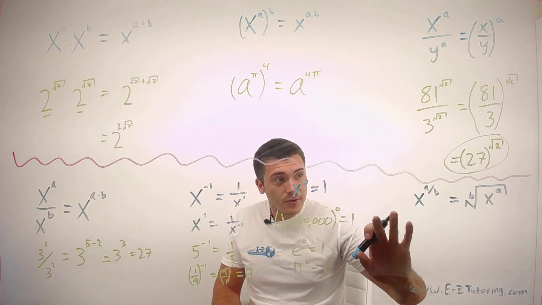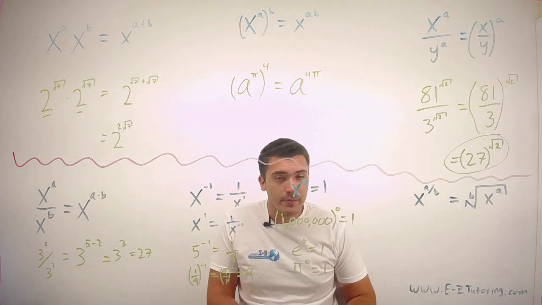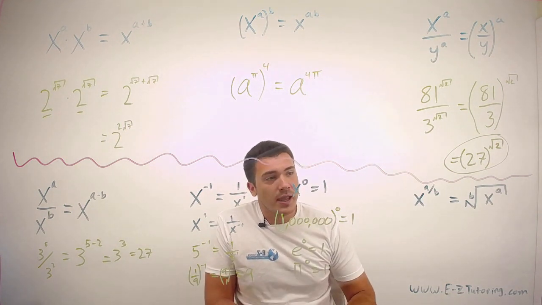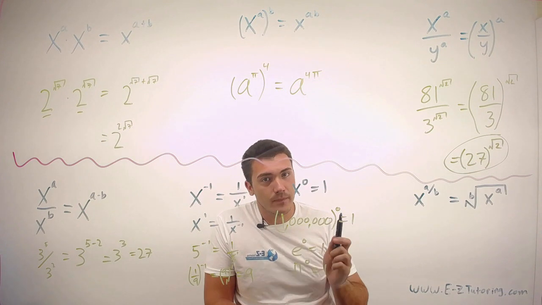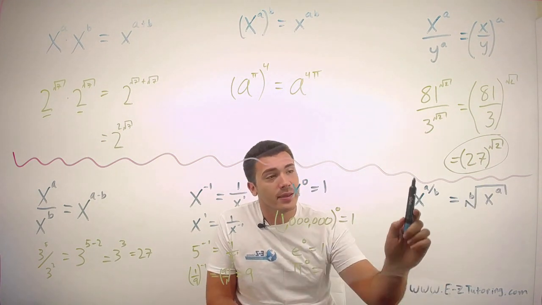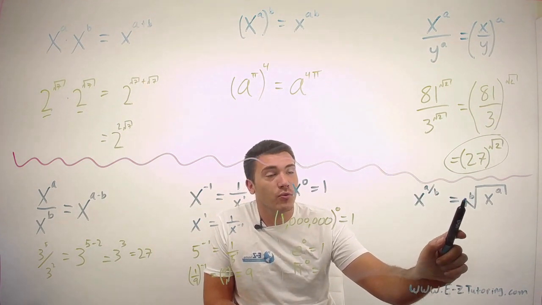So this is also really important, and a good way to memorize it is a is in the numerator. So a is the power of x, and a will remain the power of x, whereas the denominator of the fraction is what root it is.